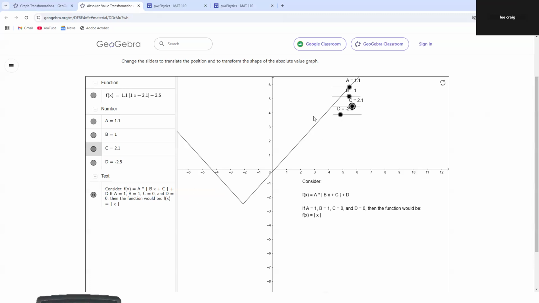Then the other thing we can do is the horizontal stretch, which is factor B right there.